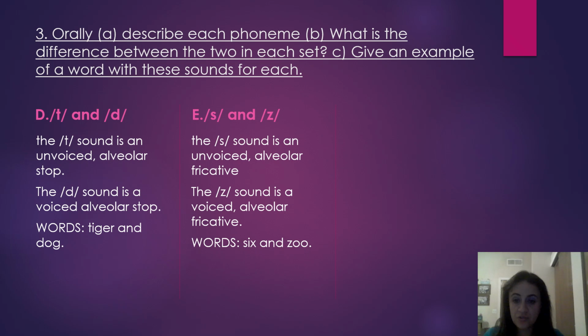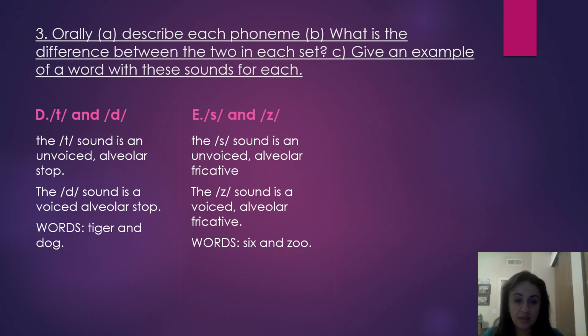Continuing with question number 3. The t sound is an unvoiced alveolar stop. The d sound is a voiced alveolar stop. The words are tiger and dog, and the difference between d and t is that t is unvoiced and d is voiced. You can feel the vibration of the vocal cords.